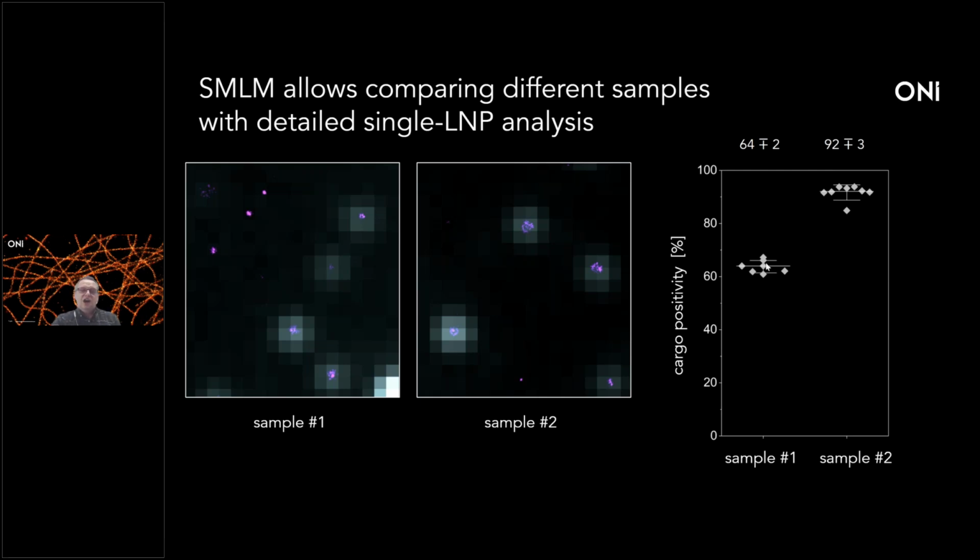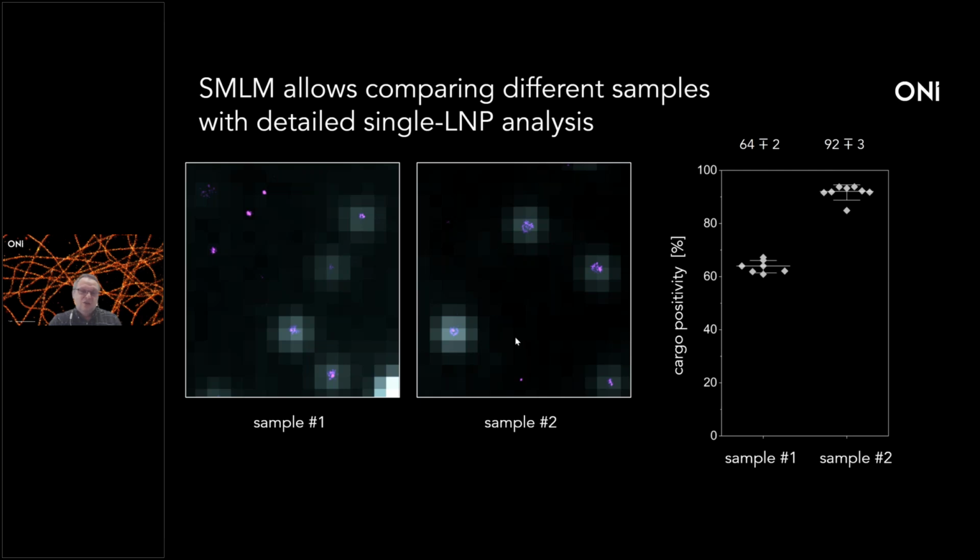Each dot in this graph represents a different field of view. And usually per field of view, we are getting approximately 2,000 LNPs. So by using 5 fields of view, you can achieve approximately 10,000 LNPs. And in this case, the 10,000 LNPs already correspond to a bulk experiment and give you a good statistic.